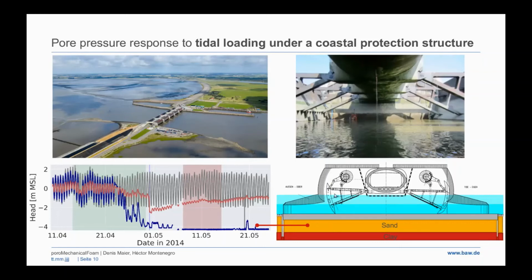And when you look at a slice through the structure, what you see is that you have this chamber here, which can be closed off with these two gates. We have a concrete slab down here, which makes up the foundation of the structure. And underneath the concrete slab, we have a sand layer and then a clay layer. The sand layer is encapsulated by two sheet pile walls, one to the left and one to the right. And then the pore pressure responses to the tidal loadings are measured in this sand box here.